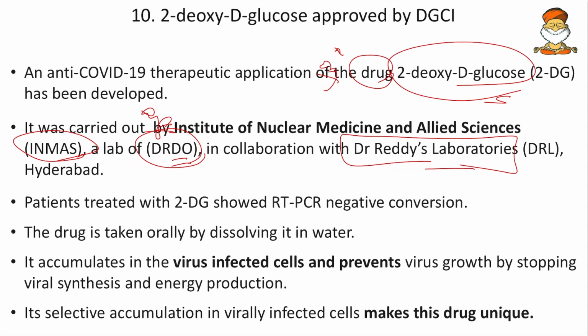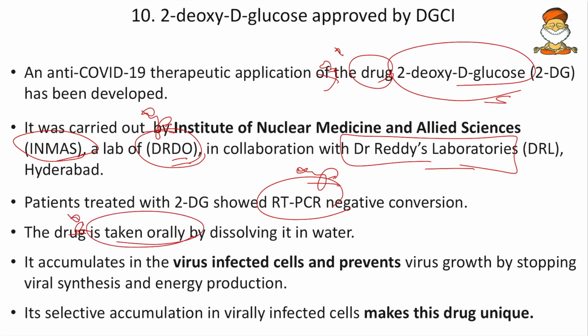Then, patients treated with 2DG showed RT-PCR negative conversions. So, RT-PCR gave the negative test report for the use of this. So, that means once you give this 2-deoxy-D-glucose, the COVID virus will be dying inside. Then the drug is taken orally by dissolving it in water. So, it is not an injection, it is just a tablet or a tonic.